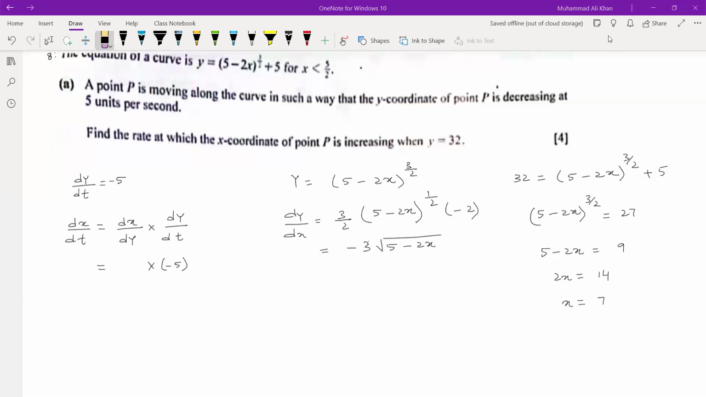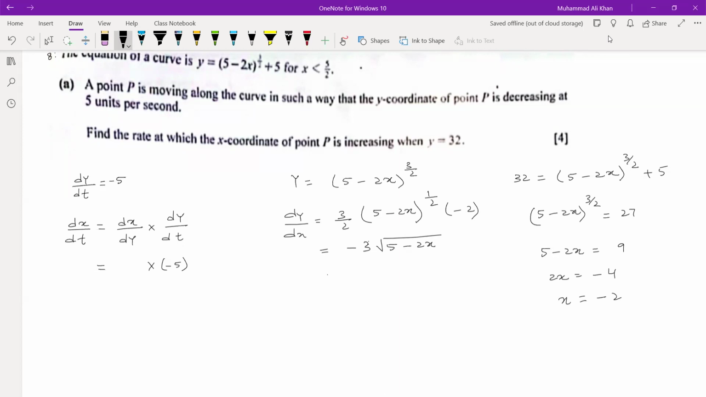Wait, there is a confusion in this second last part. Here it is 2x equals 5 minus 9, and 5 minus 9 is minus 4. And the value of x is minus 2.